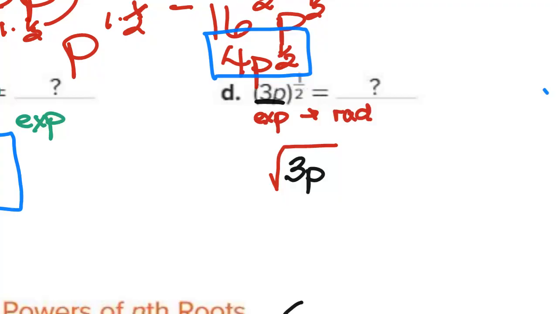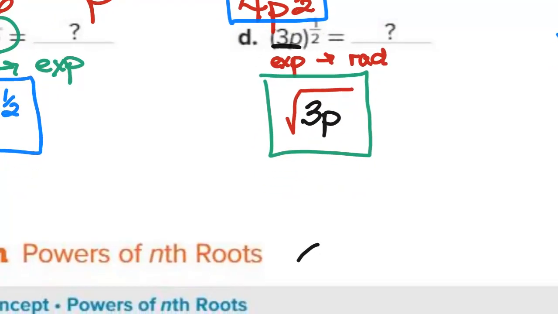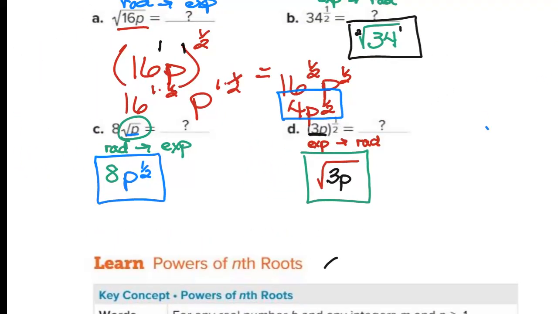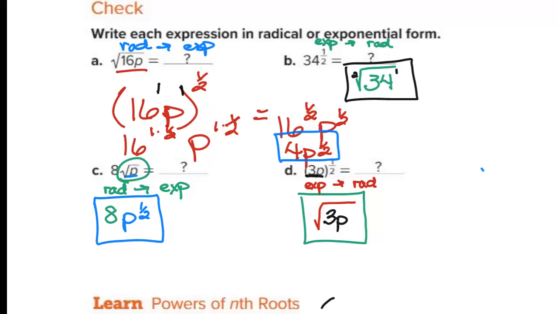Is that 3 to the 1/2 and p to the 1/2? Is that the same thing? Yeah. So this is your final answer. Anything to the 1/2 power is just going to go underneath the radical. Okay? Are there any questions on A, B, C, or D?